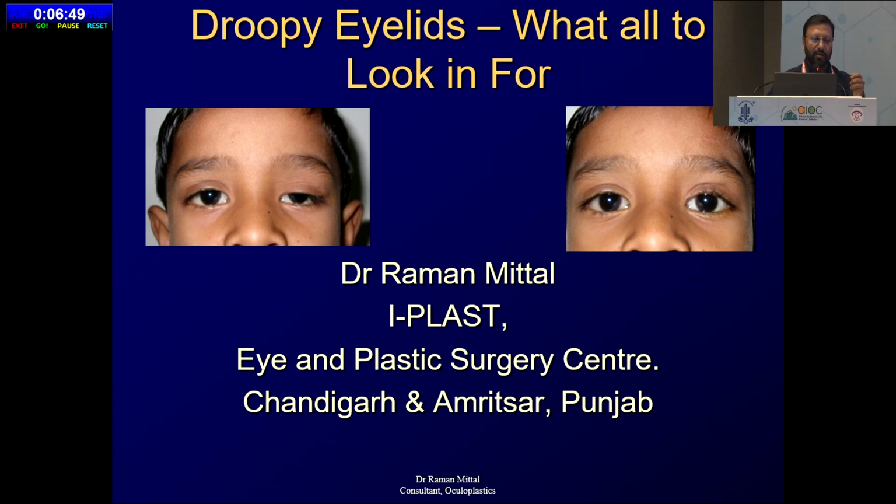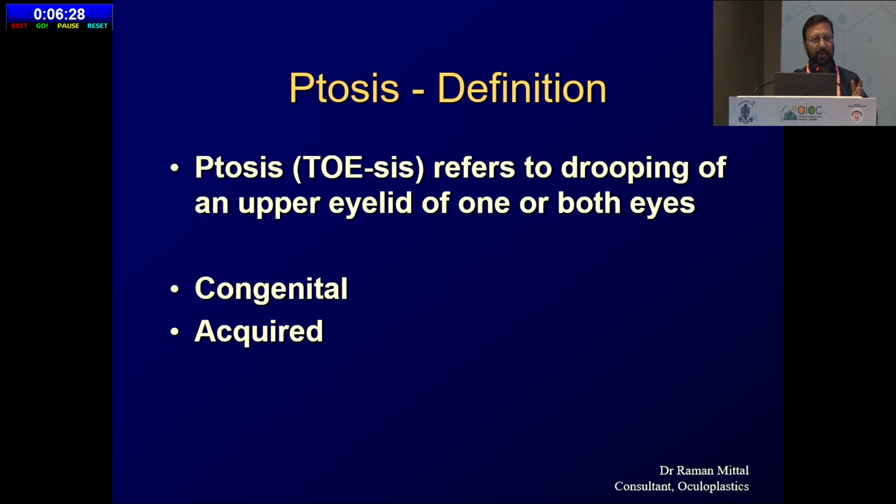Let's dwell upon droopy eyelids, which is ptosis. We all know about the normal ptosis which we have, congenital and aponeurotic ones. But in this presentation, my interest is to discuss what other factors and things you need to see in cases where the patient presents as ptosis, but there are so many other things which can mimic ptosis.